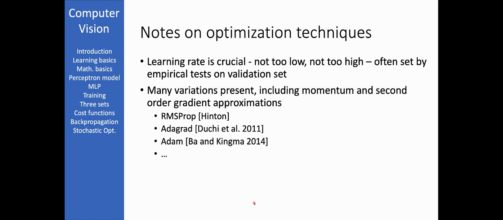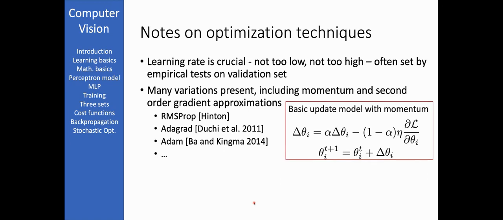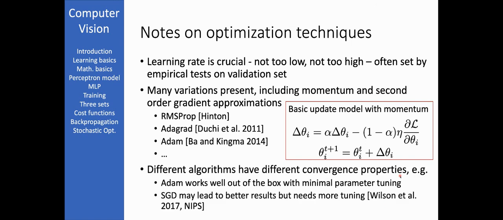Most of them use, again, stochastic gradient descent with additions of momentum and approximating second-order gradients. So the basic idea is, instead of taking the gradient directly, you would actually use the gradient in the previous step as well. And it's what's called the momentum. So if you're going in a direction, you want to keep going in the same direction. Different algorithms have different convergence properties.